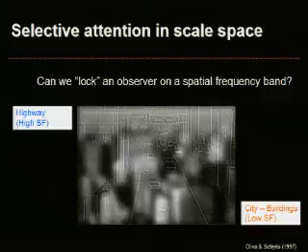And as psychologists, we are also interested in saying, okay, it looks like there's something hardwired there. We analyze the images in a certain way, we have a contrast sensitivity function, and we go from low to high spatial frequency. But can we flexibly change this pattern? Can we kind of train people to see different things? And the question is, can we lock an observer on a spatial frequency band?